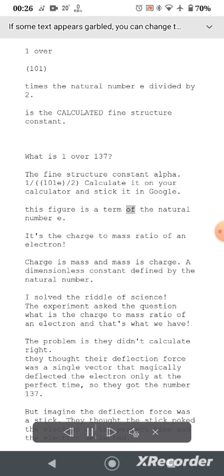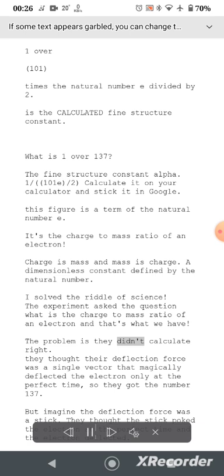This figure is a term of the natural number e. It's the charge to mass ratio of an electron. Charge is mass and mass is charge. A dimensionless constant defined by the natural number. I solved the riddle of science. The experiment asked the question, what is the charge to mass ratio of an electron, and that's what we have.